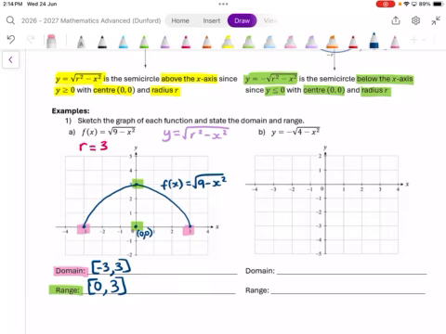Okay, the next one is in the form y equals negative the square root of 4 minus x squared. So we'll have y equals negative the square root of r squared minus x squared. So our r for this one is the square root of 4, which is 2. Okay, because it's negative, it means it's going to be below our x-axis. So that means it's going to go through negative 2 and 2, and our centre is 0, 0. Okay, we can draw our semicircle.